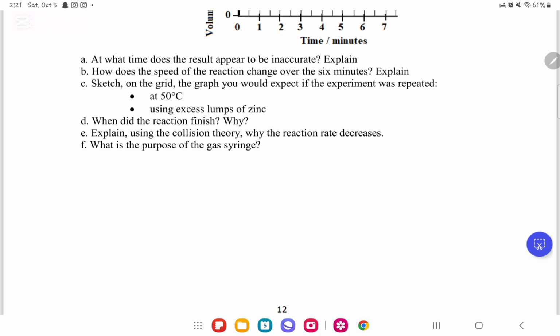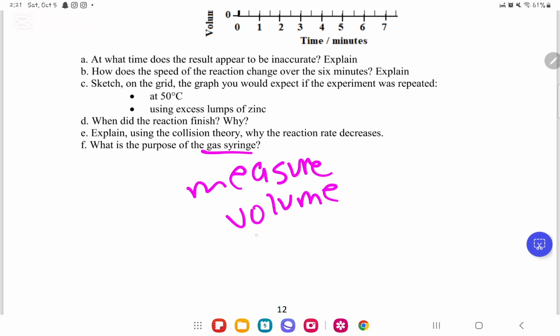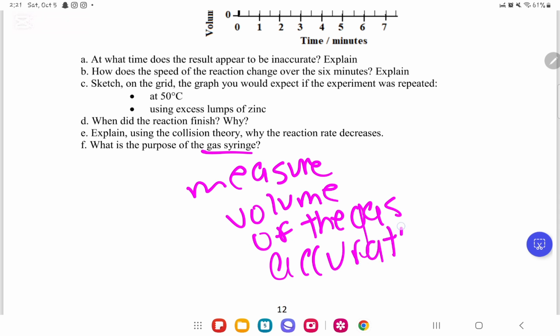Now, what's the purpose of the gas syringe? The gas syringe is to measure the volume of the gas. Now, how do we measure it? Accurately. Why? Because if we used anything else to measure it, it won't be as accurate as the syringe. So we use the gas syringe to measure the volume of the gas accurately.